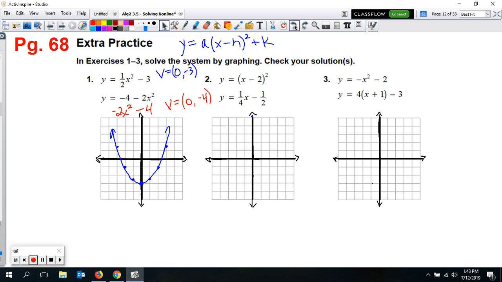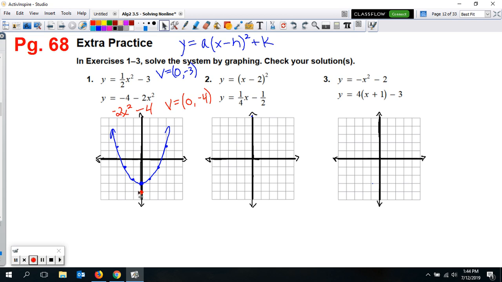So let's go ahead and plot that point, which is right below the last vertex, 1 unit down below it. And we also want to recognize, okay, which way is this opening? Well, a number is negative, it's going to open down. So we can already tell the answer for this one. These are not going to touch. So I'm just going to graph this one real quick.